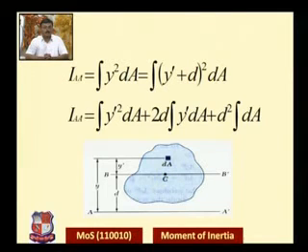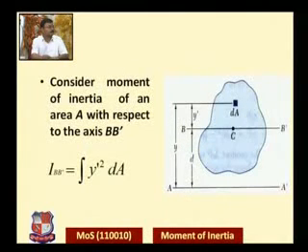And when you expand this, in the second line of the equation, I_AA' is equal to integration y' square dA plus 2d integration y' dA plus d square integration dA. Now in the second line of the equation there are three terms, so we will substitute the values of these three terms.